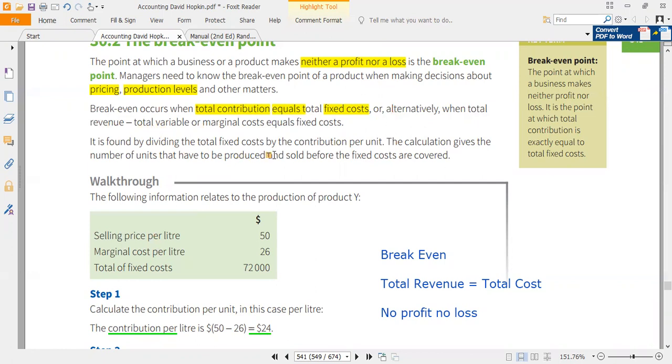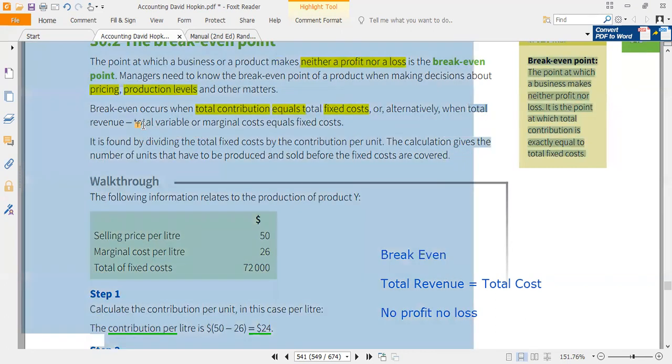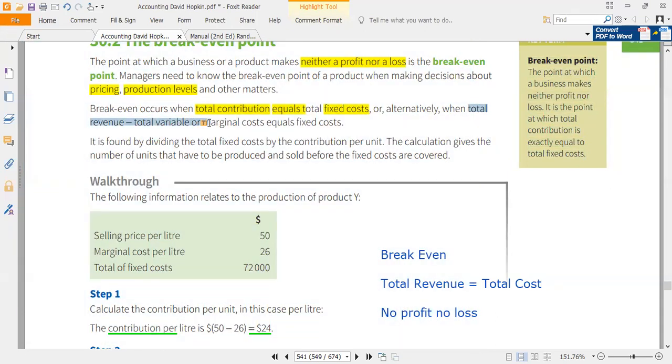What is contribution margin? Contribution margin is total revenue minus total variable or marginal cost. This is contribution, and that is equal to fixed cost. So how do we calculate contribution? Simply total revenue minus total variable cost. When you subtract it, you will get the contribution margin.